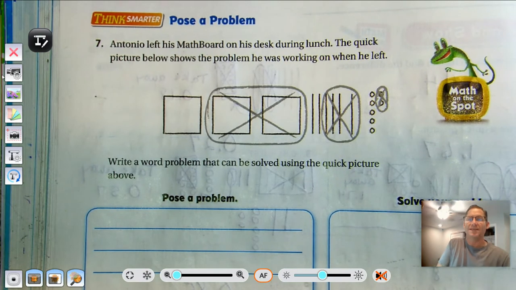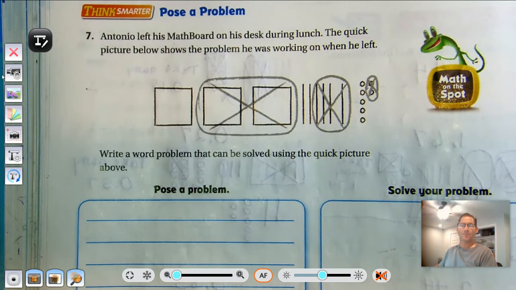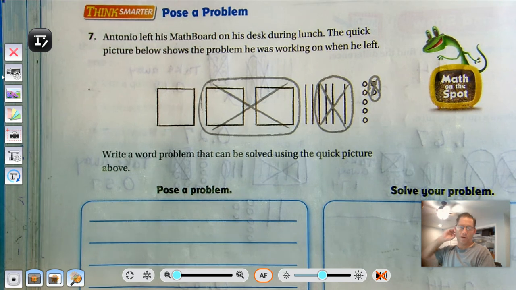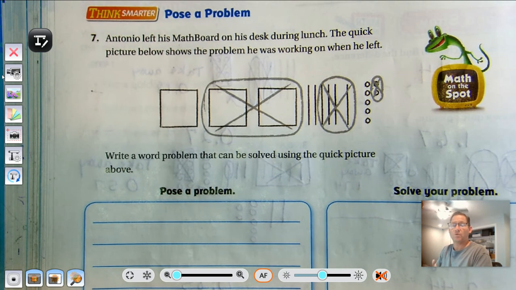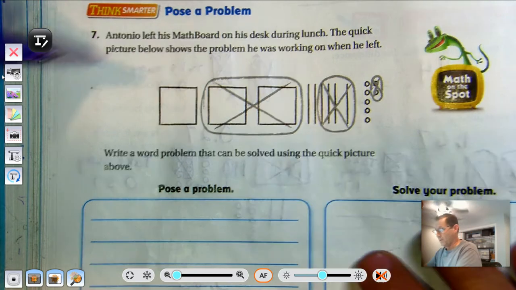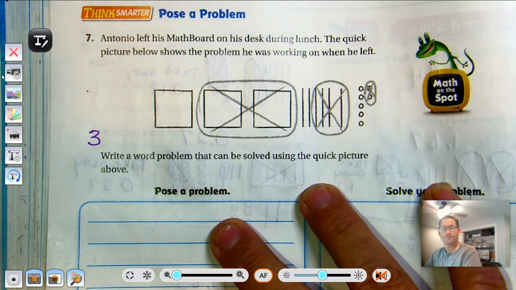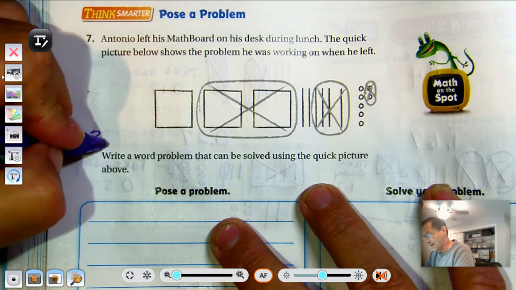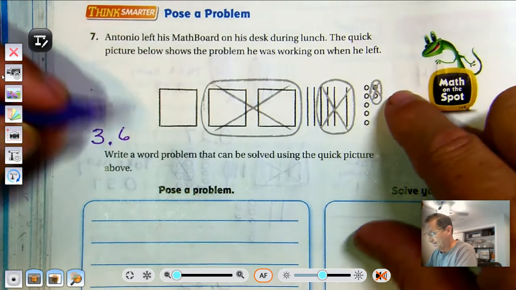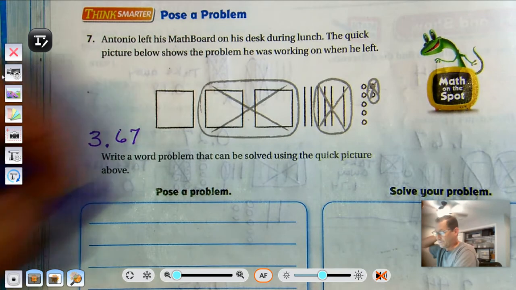Antonio left his math book on his desk during lunch. The quick picture shows the problem he was working on when he left. Write a word problem that can be solved using the quick picture above. Well, first off, what was his original number? Okay. Well, his original number was 1, 2, 3. And how many tenths did he have? He had 5, 6/10, and he had 7/100ths.